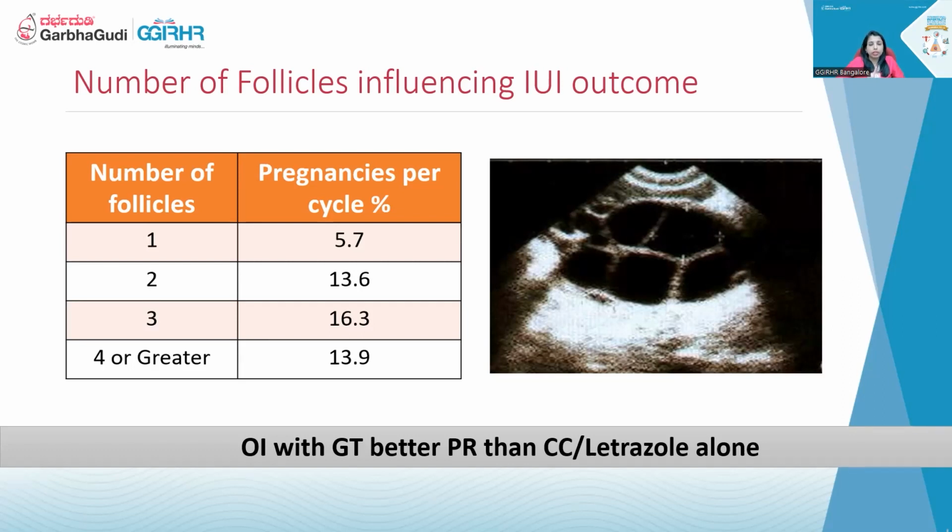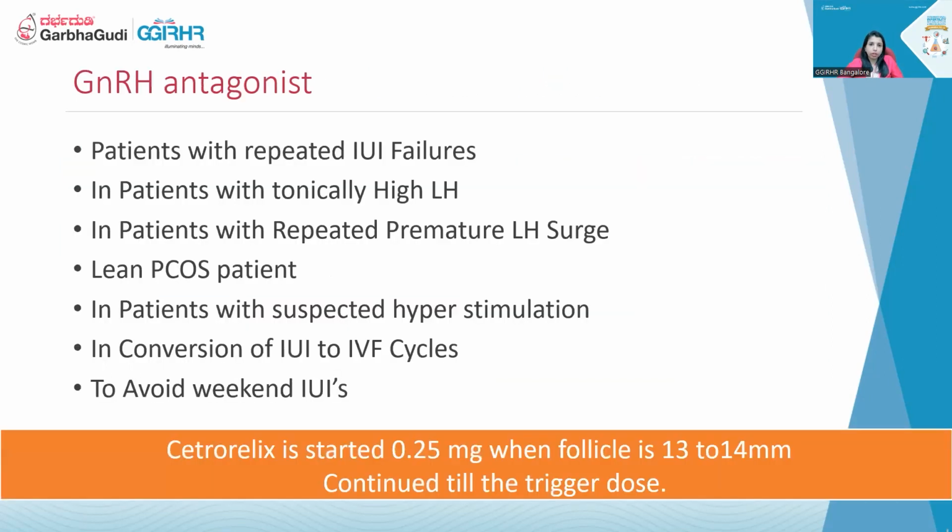The endometrial receptivity can get advanced, which can lead to failures. So that is the reason ideally we should get 2 to 3 mature follicles in order to get the best success rates in IUI.